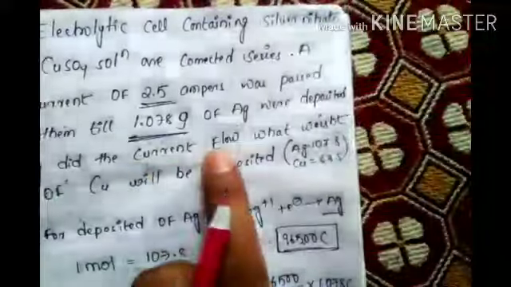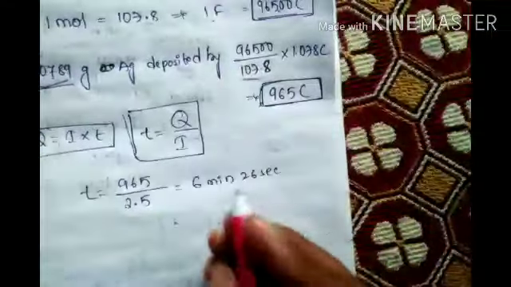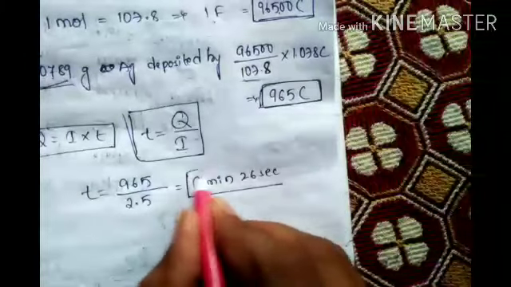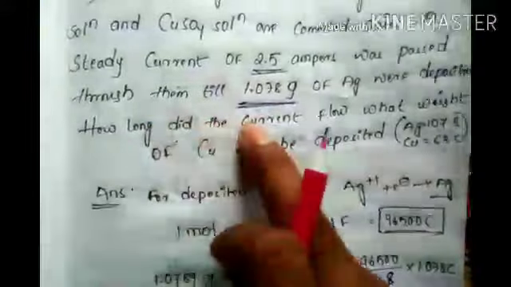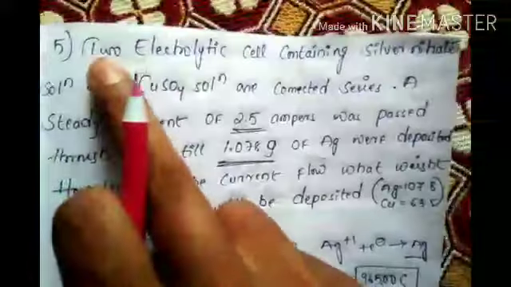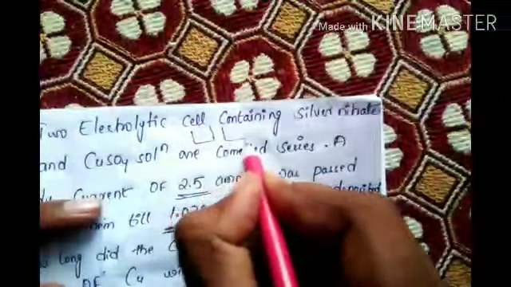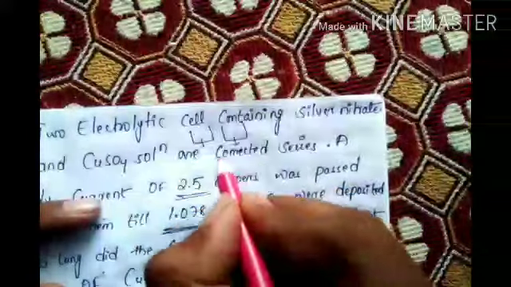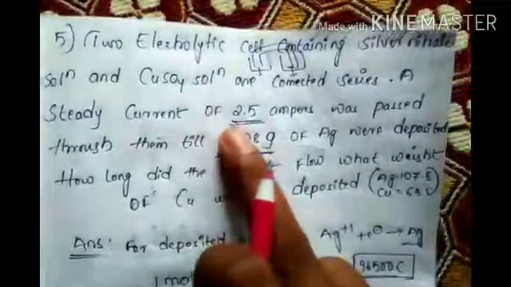How long did the current flow? This much: 6 minutes 26 seconds. So once again, two electrolytic cells containing silver nitrate and CuSO4. Here silver nitrate, here CuSO4, connected in series. In that series connection, a steady current flows.